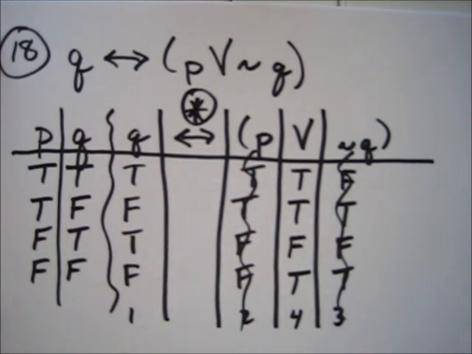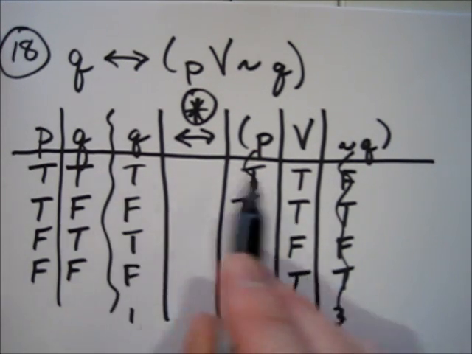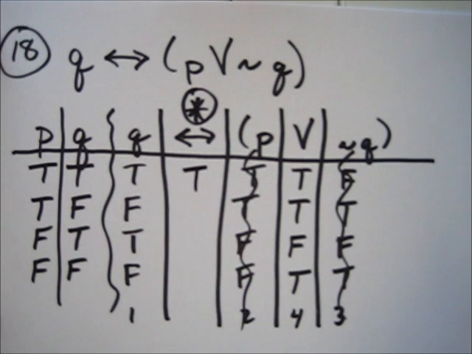The rule for the biconditional is that it's true when the two things you're comparing have the same truth value. That is, if they're both true or if they're both false. So for the first row here, columns 1 and 4 are both true, so the biconditional is true.